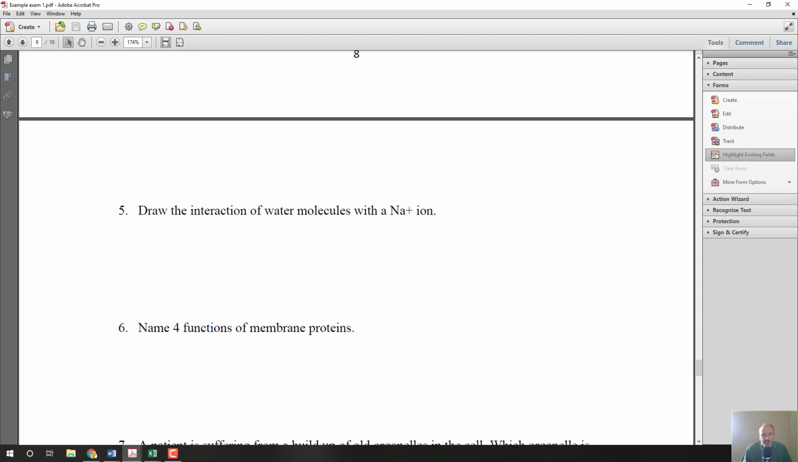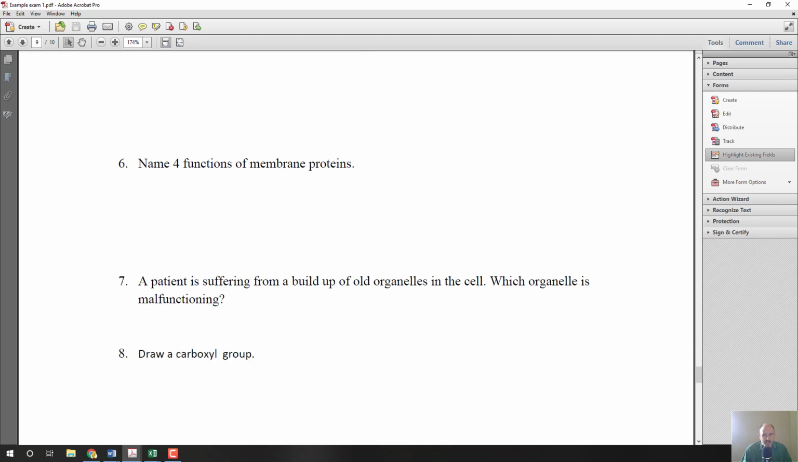Number 5, draw the interaction of water molecules with a sodium ion. That would be a hydration shell where the negative water is facing towards the positive sodium. Number 6, name the functions of membrane proteins. That's just a list. You can look that up, but that'll be on exam 2 for us.